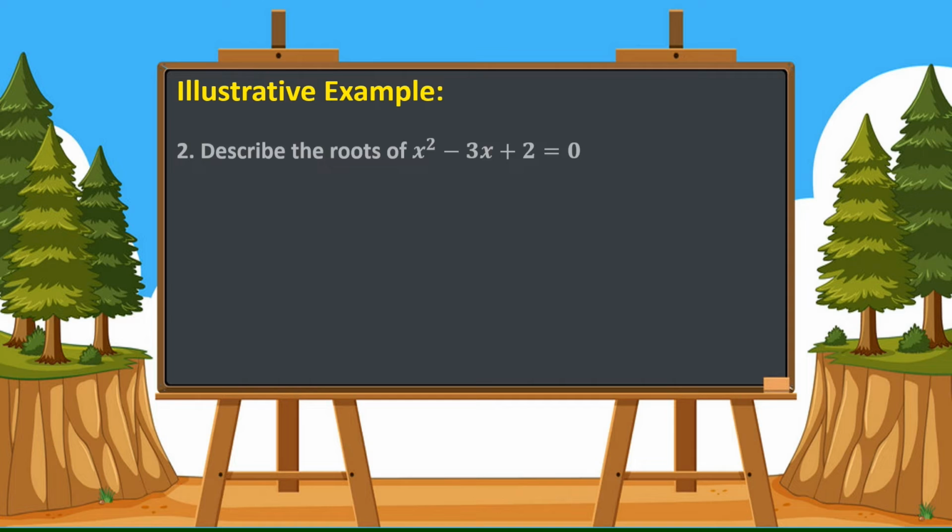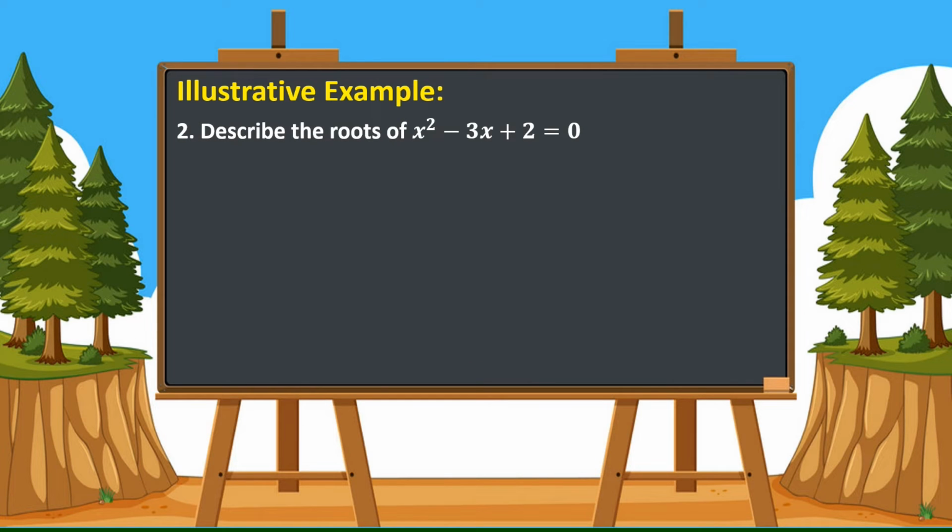Next, we have here: describe the roots of x squared minus 3x plus 2 is equal to 0. We have our discriminant, which is b squared minus 4ac. First, we are going to substitute the value of a, which is 1, b, which is negative 3, and c, which is 2, into the discriminant.